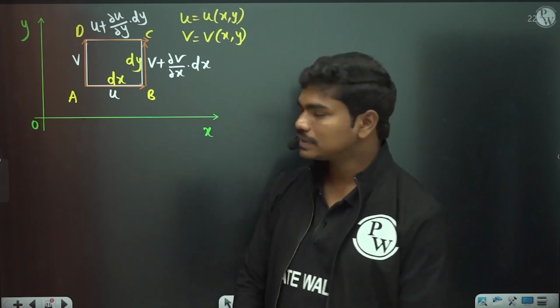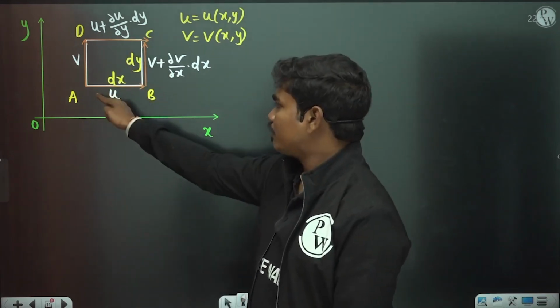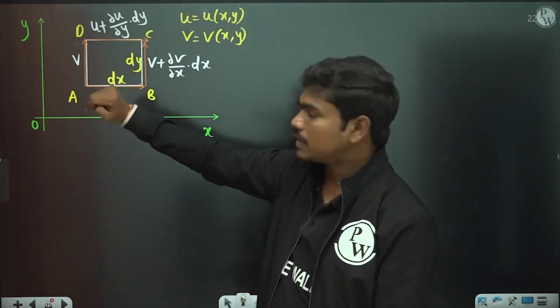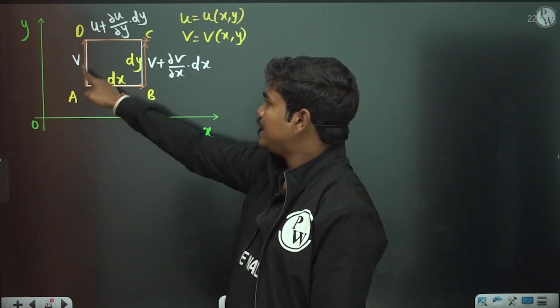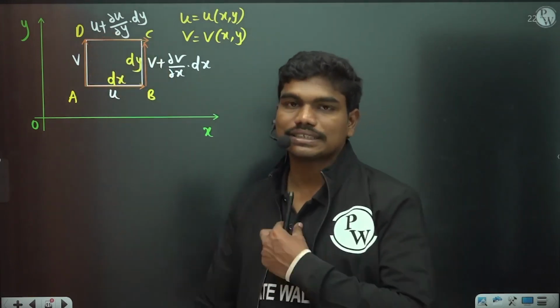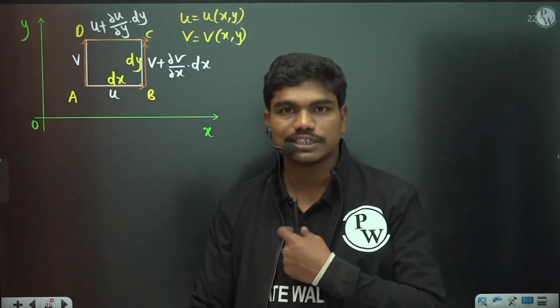Now let us suppose these velocities are trying to rotate this block. The velocities of AB and BC are trying to rotate the block in the anti-clockwise direction, and the velocities of AD and CD are trying to rotate this block in the clockwise direction. So let us suppose we take clockwise as negative and counterclockwise as positive, like always.